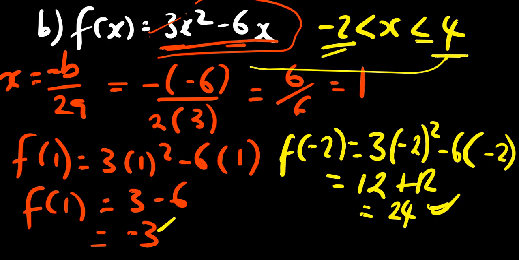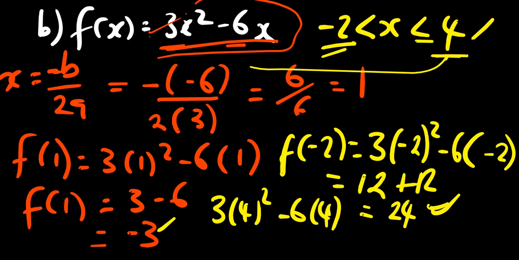Let's try this first one and see if it really balances. If x in this case is 4, so it's 4 squared, that is 16. 16 multiplied by 3, that is 48. So 48 minus 6 multiplied by 4, that is 24. 48 minus 24 will also give us 24. So it balances.